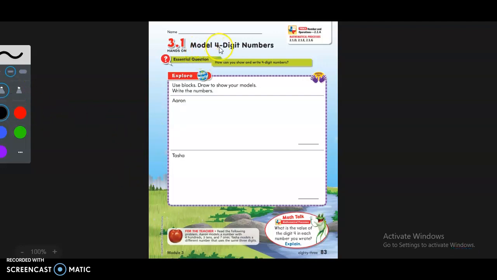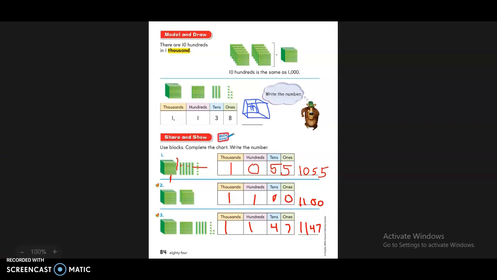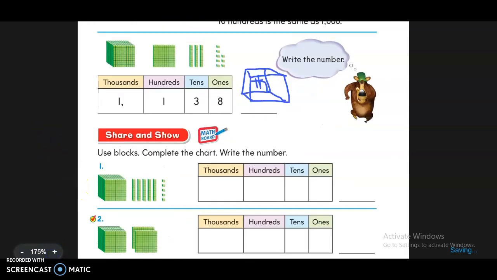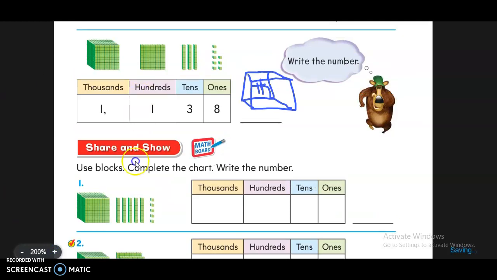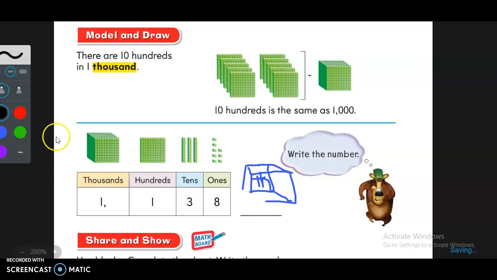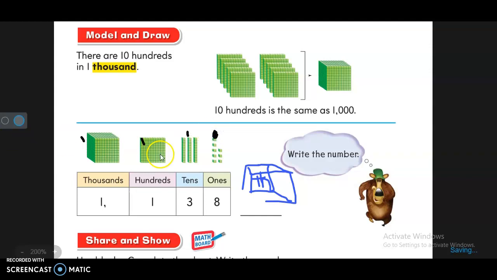We're learning about modeling 4-digit numbers. I'm going to skip this first page, and we're going to look at this, because we're talking just quickly about modeling 4-digit numbers. So, when we're modeling 4-digit numbers, you can see here we have thousands, hundreds, tens, and ones. And here it shows us how to draw it. Thousands, hundreds, tens are the sticks, ones could be tiny cubes or circles.